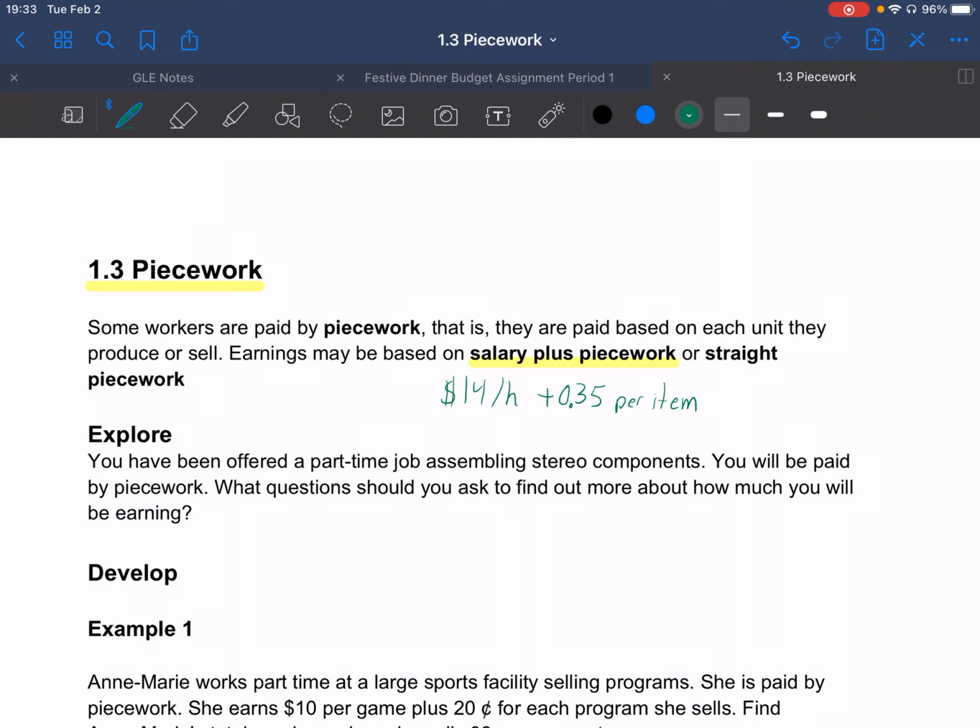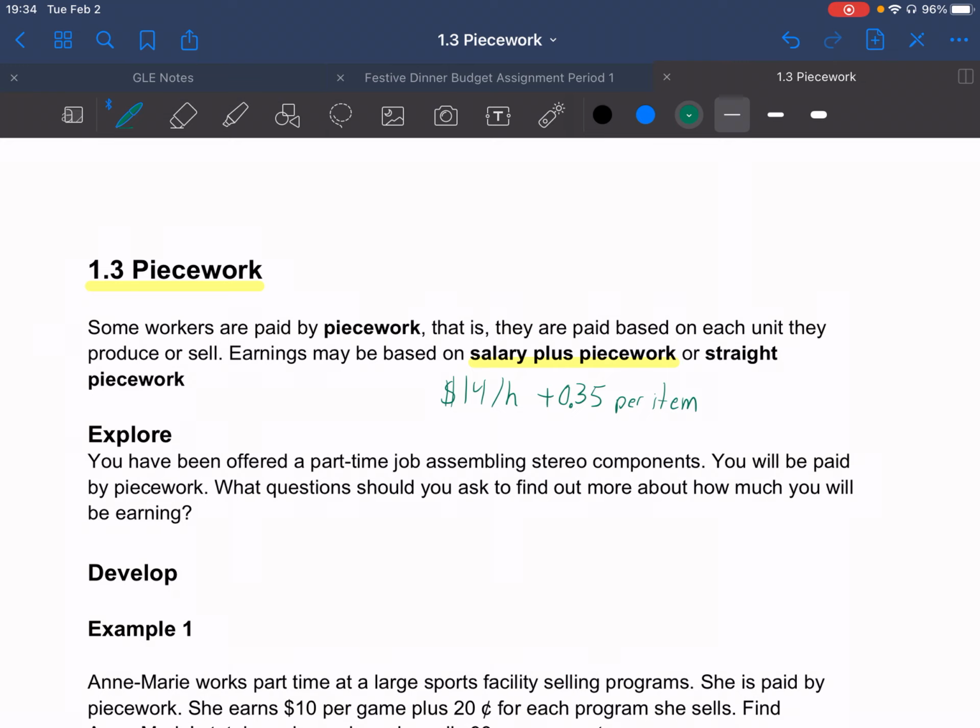You have been offered a part-time job assembling stereo components. You'll be paid by piece. So each component you're making is how much you are going to earn. Say if each component is $5, that's how much you're going to make.